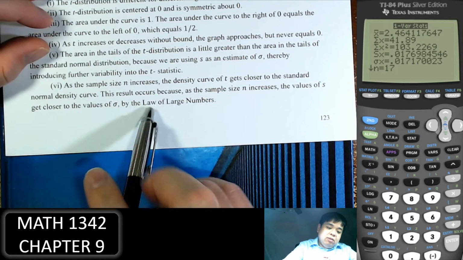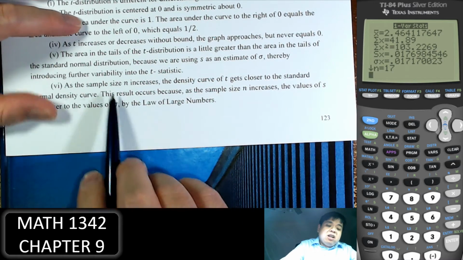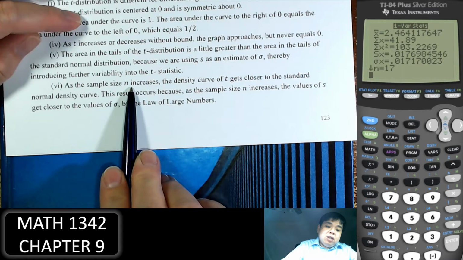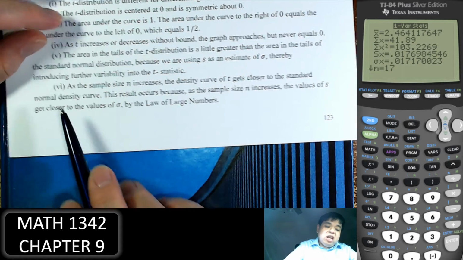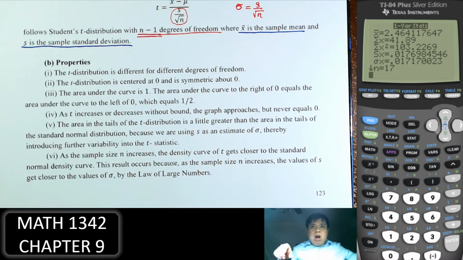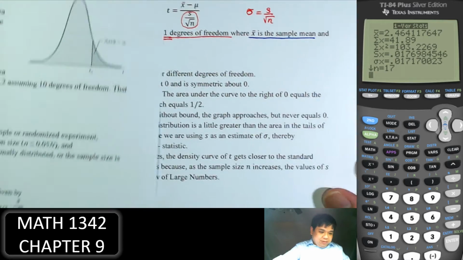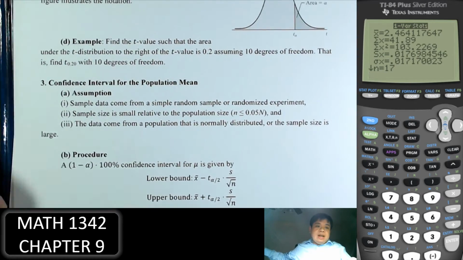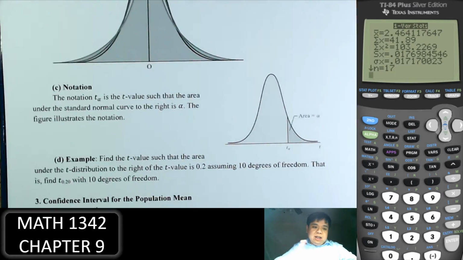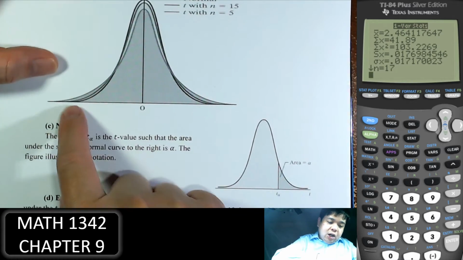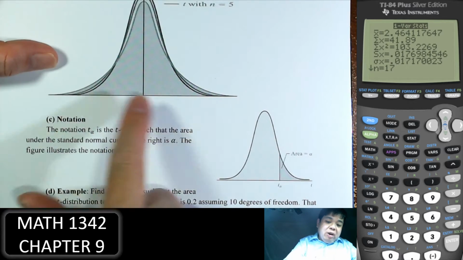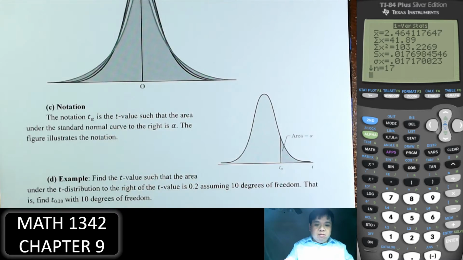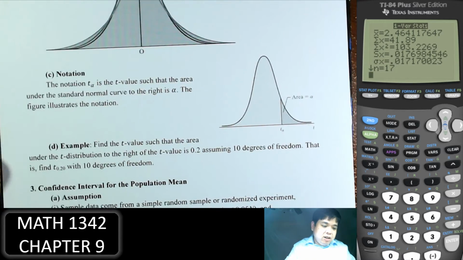And then by the law of large numbers, when n increases, t gets closer to the standard normal curve. So t will become z when n is big enough, and the rule of thumb for big enough is 30. So if n is equal to 30, then the shapes of z and t are almost the same. Here's some shapes. The t is a little bigger on the tail, but we won't be able to tell if we just draw it by hand.